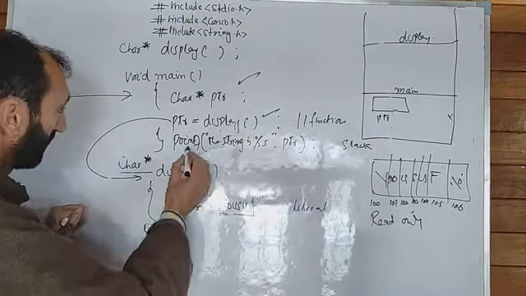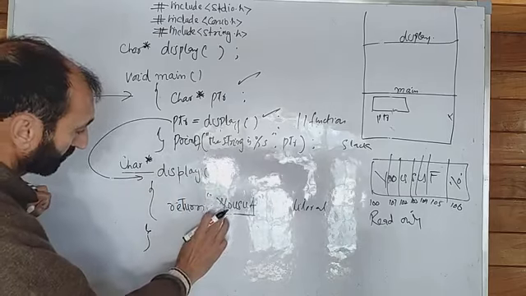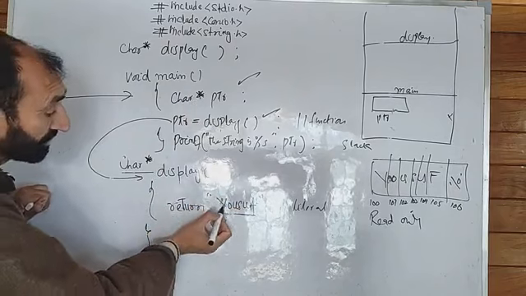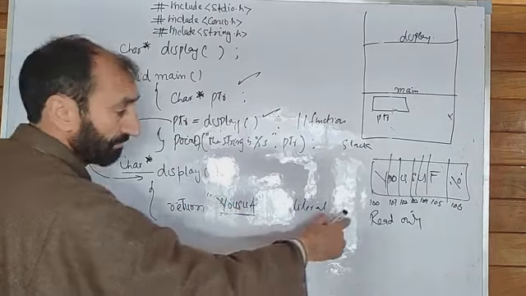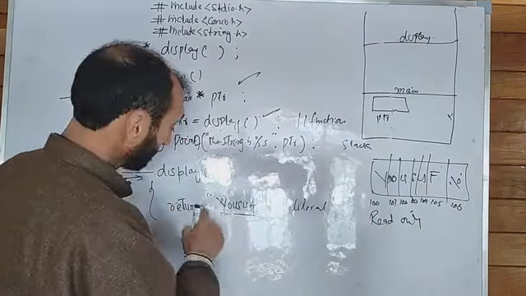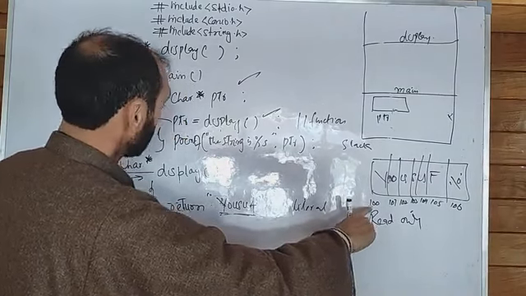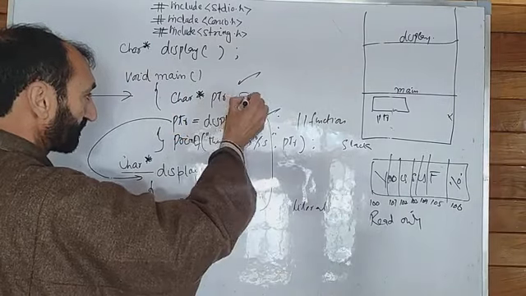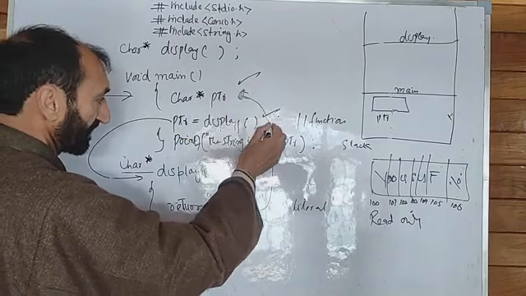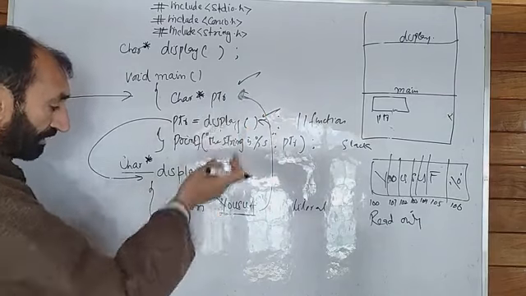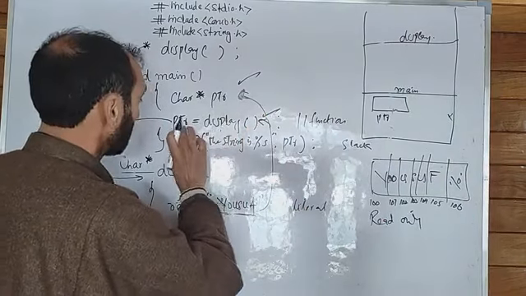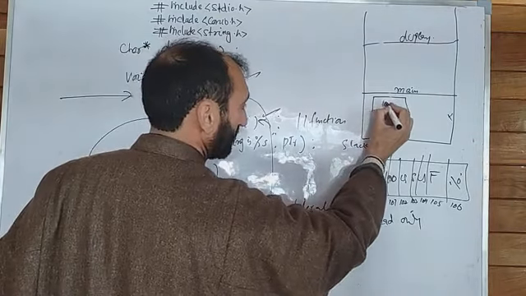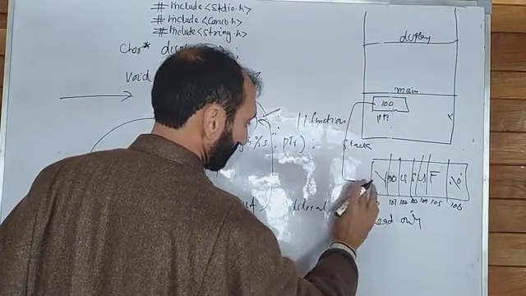And what is going to be returned? Return "Yousuf" to ptr. It is going to return the address of the first byte. What is that address? That is 100. That 100 is going to be returned by the display function, meaning the address of the first character is 100. So we store it in ptr, and now ptr contains 100.